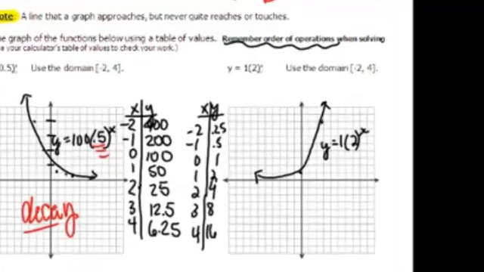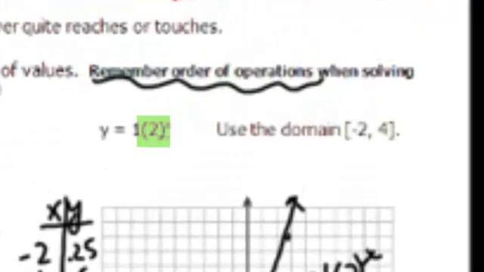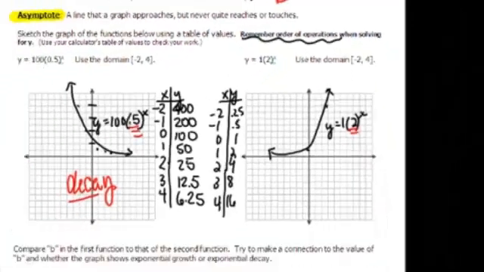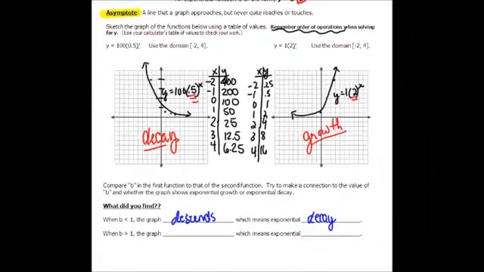When b is greater than 1, in the case of the second graph, this 2, this is exponential growth. And you'll notice that b is greater than 1, so we have an ascending graph, and that means exponential growth.